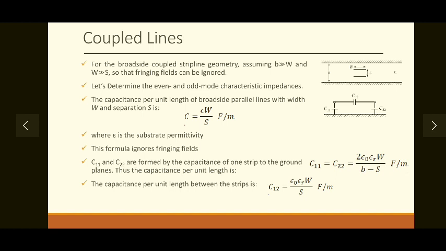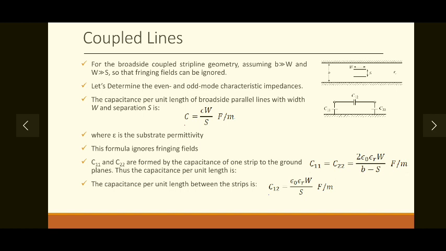the fringing fields can be ignored. So assuming that there are no fringing fields, let's determine even and odd mode characteristic impedances. What will be the value of Z0 and capacitors for such geometry? The capacitance per unit length is given by, for broadside parallel lines with width W and separation S, C is equal to epsilon W upon S farad per meter.